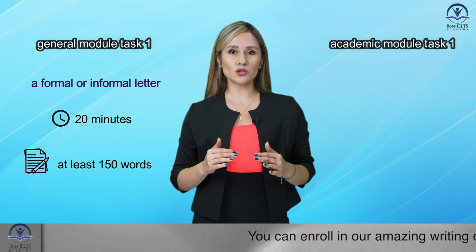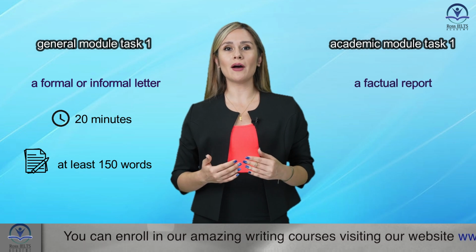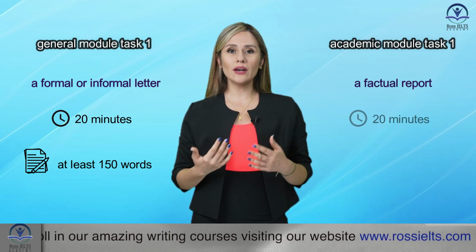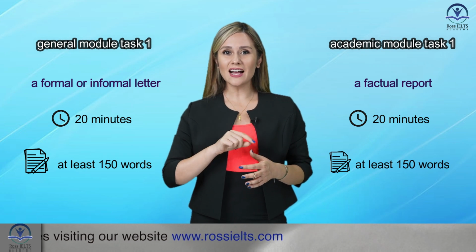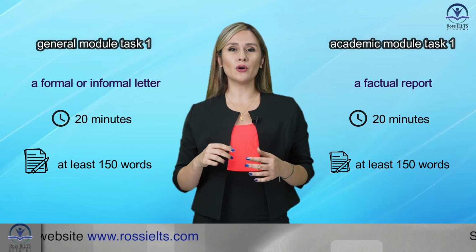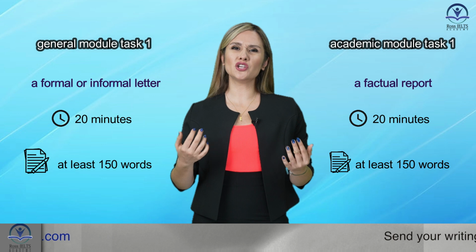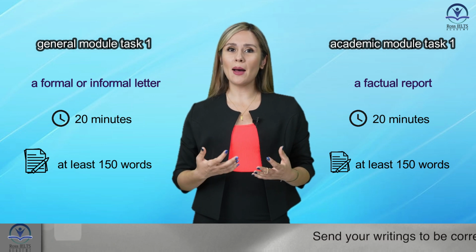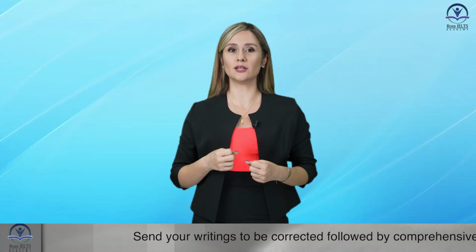In the academic module task 1, you will be asked to write a factual report about the given information in 20 minutes in at least 150 words. This task should be written in response to a particular graph, like a bar chart, a line chart, a pie chart, a table, a map, a process, how something works or how something is done.